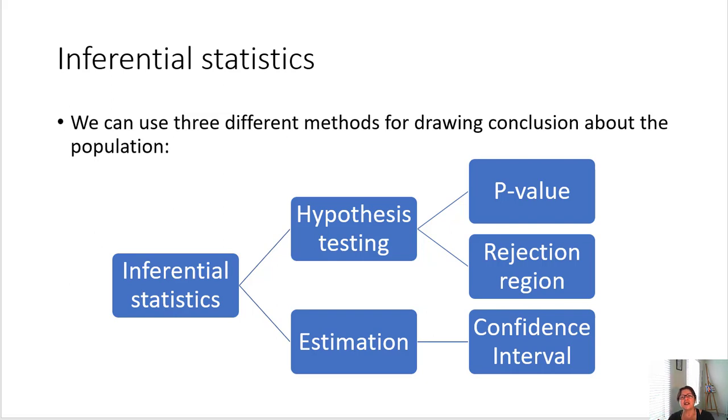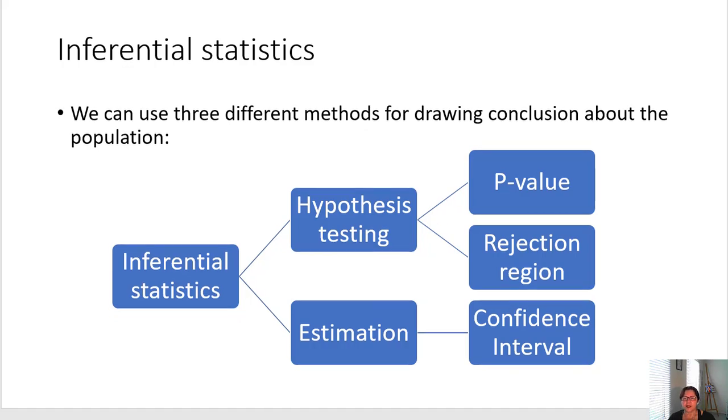In hypothesis testing, there are different ways of getting a conclusion from our test. It can be either using p-values or rejection regions. And then estimation, which we did last week, is the confidence interval. So we estimate where our population parameter lies in a range of numbers.